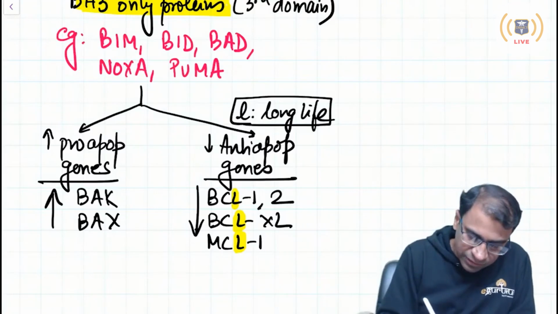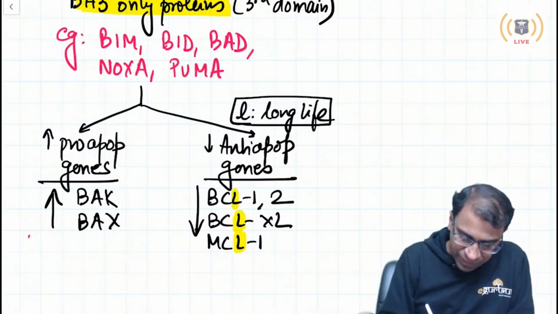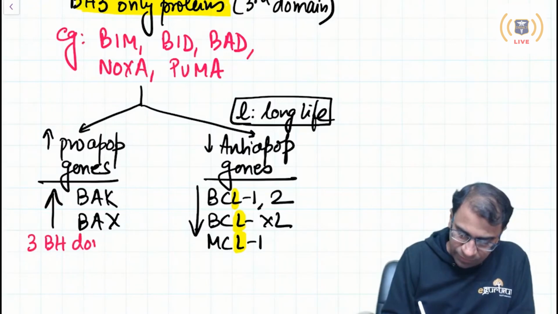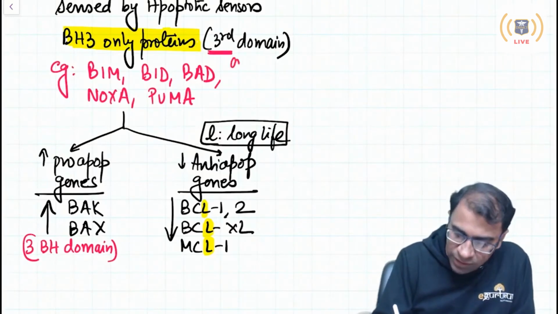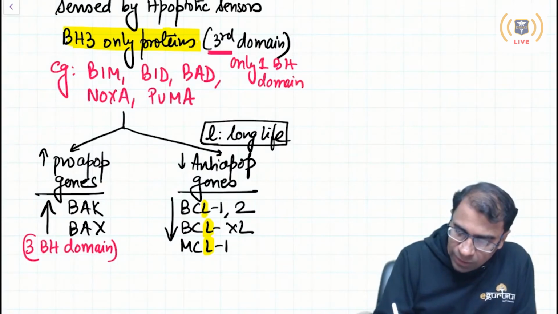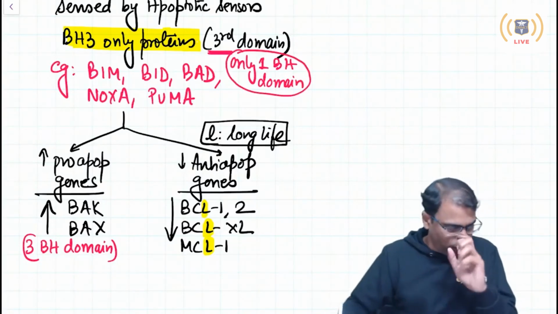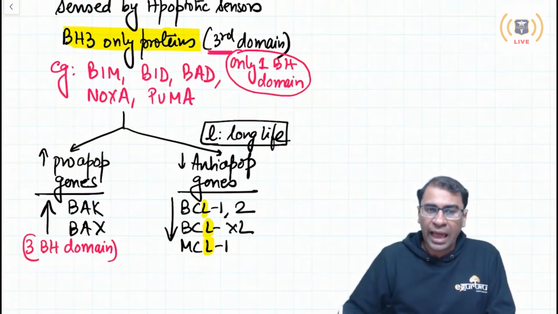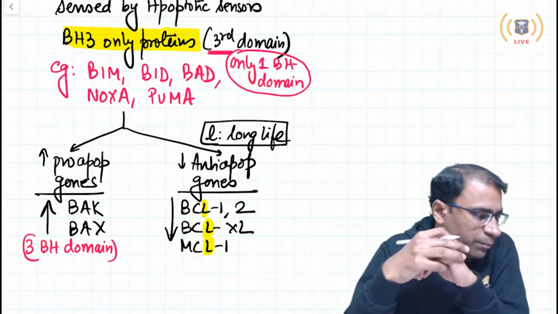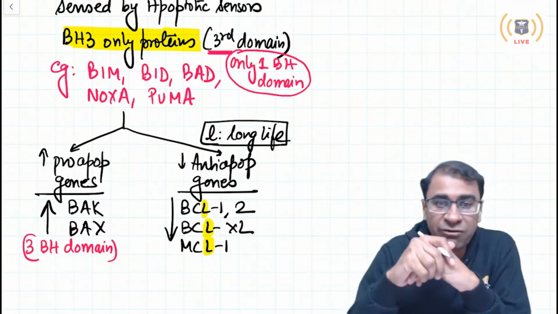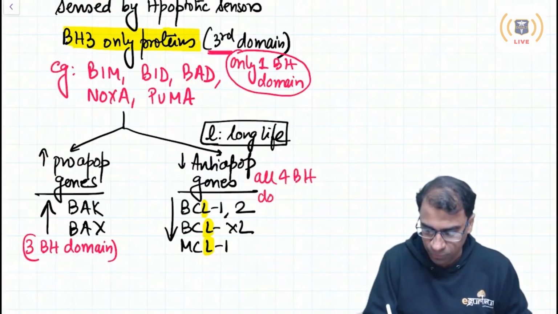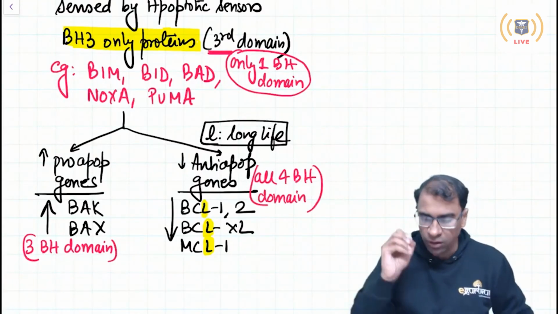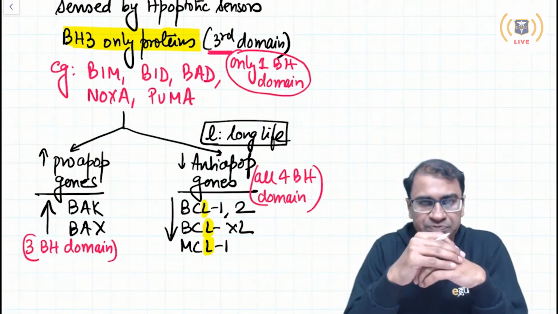Okay, these have the three BH domains. Now don't confuse this with the term which has a third domain. That means they have only one BH domain. So sensors have only one BH domain, while the pro-apoptotic genes have three BH domains. In fact, the anti-apoptotic genes have all four BH domains.